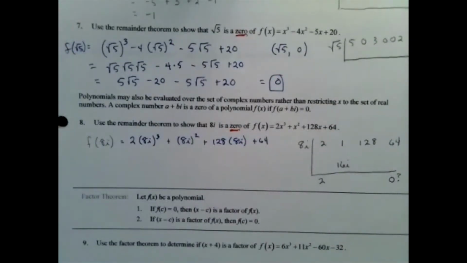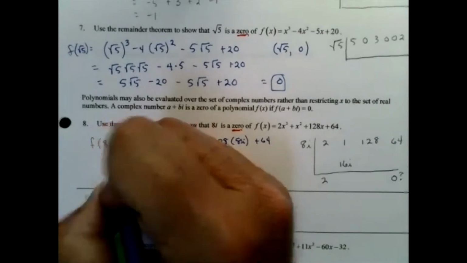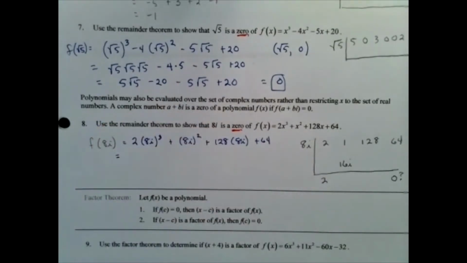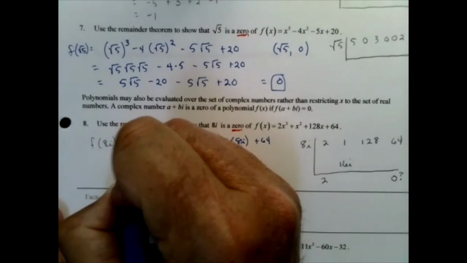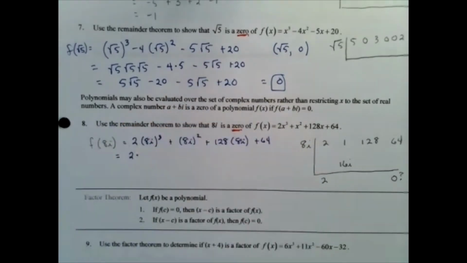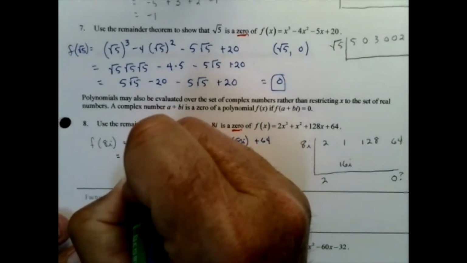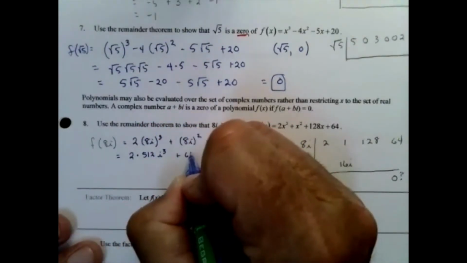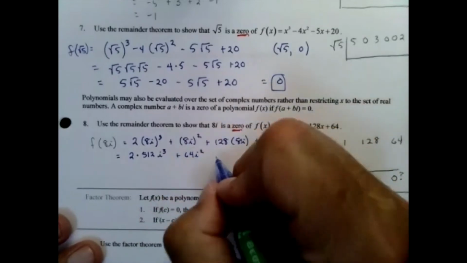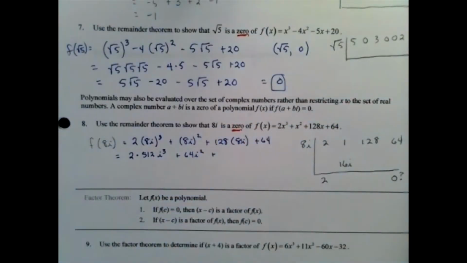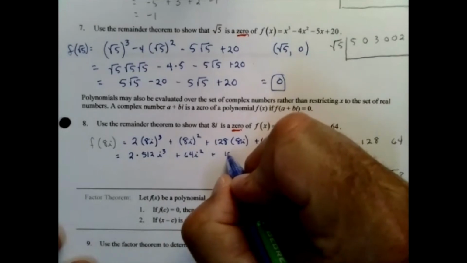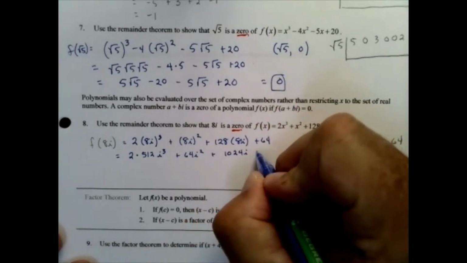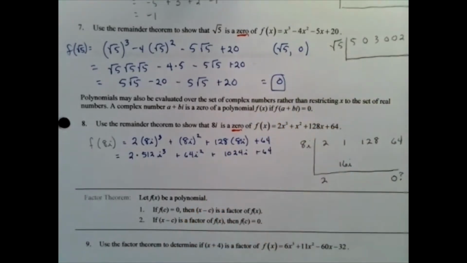Okay, sorry about the interruption. I know that you all just kept working, and you got 2 times, and then this became 8 cubed, which is what, 512? Something like that. 512 i cubed plus 64 i squared plus 1024 i plus 64.